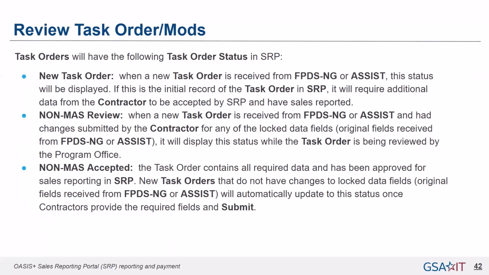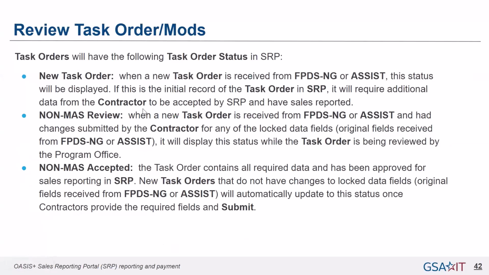All right, so here's a quick overview of all the different types of status that appear in SRP. So non-mass accepted. Again, non-mass accepted is what we're going for at the end of the day. Every task order, every MUD should be in the non-mass accepted status. If it is anything other than that, that means there is action that needs to be taken.